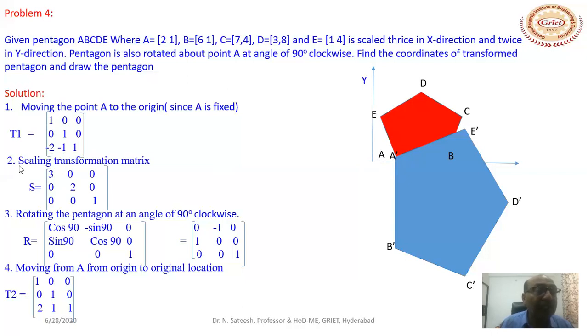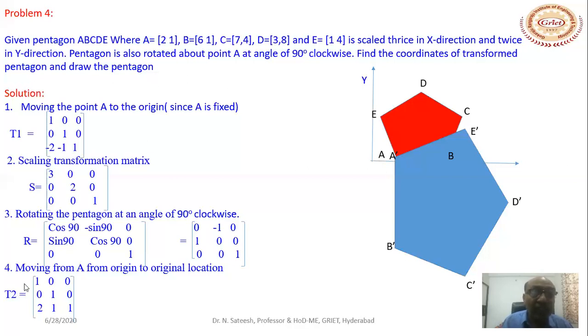Then the second activity is the scaling transformation matrix, thrice in the x direction and twice in the y direction. This becomes [3 0 0; 0 2 0; 0 0 1]. And the third activity is rotating the pentagon at an angle of 90 degrees clockwise. For this we have [cos 90, -sin 90, 0; sin 90, cos 90, 0; 0 0 1]. This is the formula we have discussed in the earlier lectures. So cos 90 becomes 0 and sin 90 becomes 1, giving [0 -1 0; 1 0 0; 0 0 1].